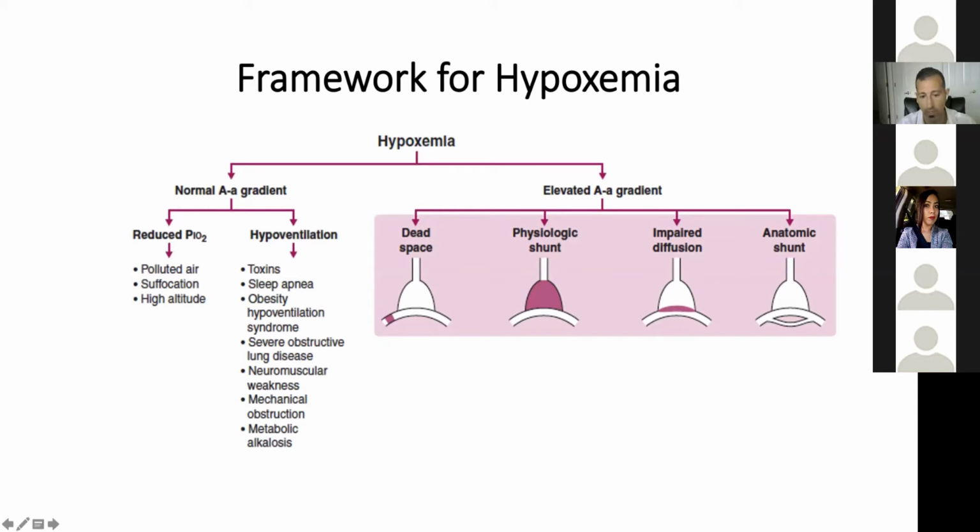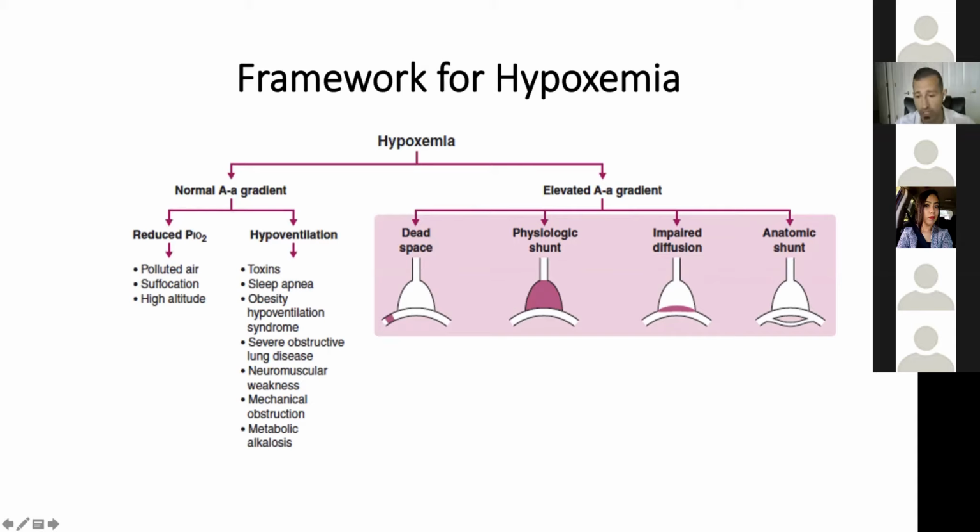So you have a good V, but no Q. That's VQ mismatch in the form of dead space, which will cause hypoxemia. You can also have VQ mismatch in the form of physiologic shunt. So here your Q is great. You have good blood flow, but your V is poor. Something has filled the alveoli and so oxygen cannot oxygenate properly.